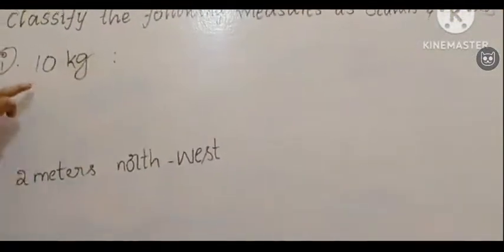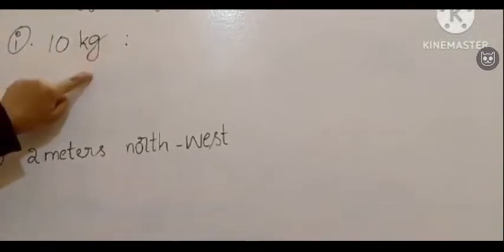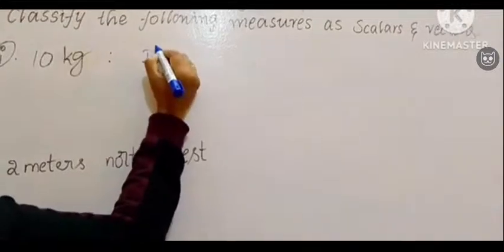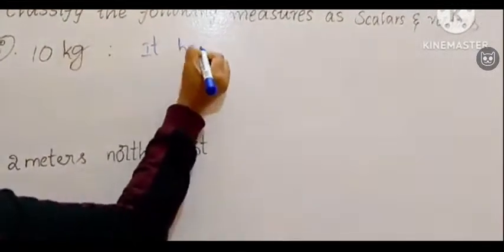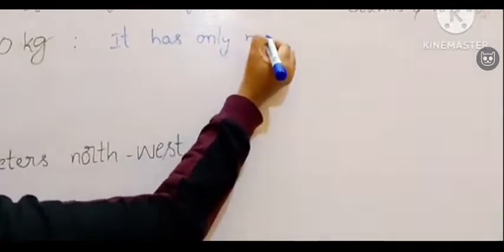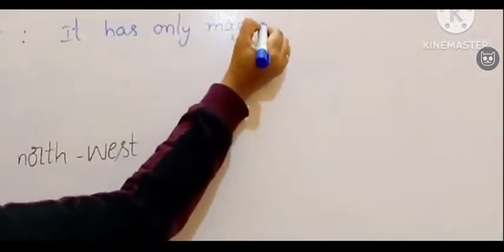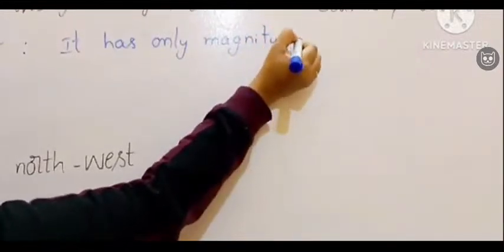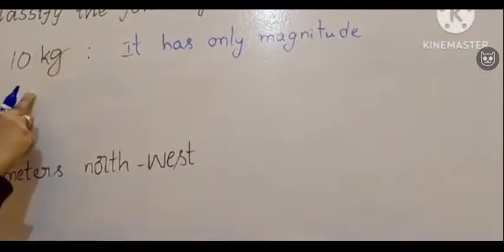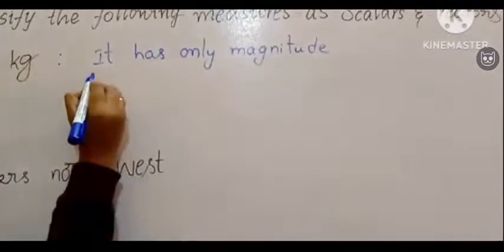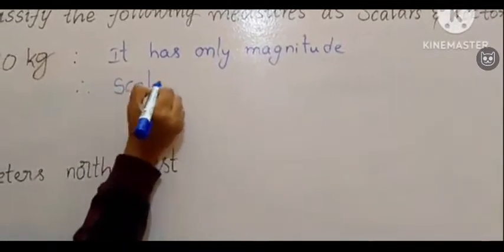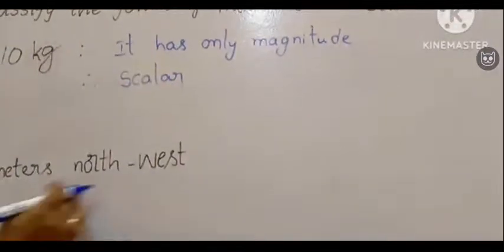Now we go for the questions. 10 kg. 10 kg represents magnitude. So it has only magnitude. In this there is no direction. So it is only scalar, not vector. Therefore, it is scalar.